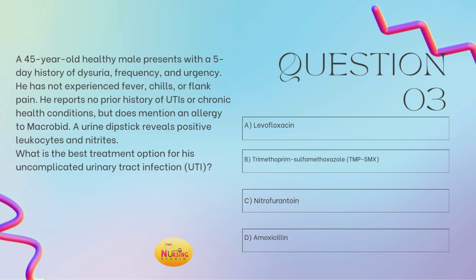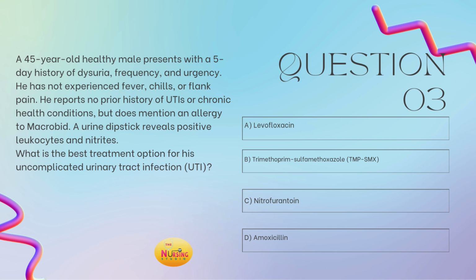Okay, so we have a 45-year-old male who presents with a 5-day history of dysuria, frequency, and urgency. So, all the presentation for UTI. No fever, no prior history of it, but he does have an allergy to Macrobid. So that should tell you right now to eliminate C, because nitrofurantoin is Macrobid. So we'll eliminate C. Now, which would be our best treatment option?